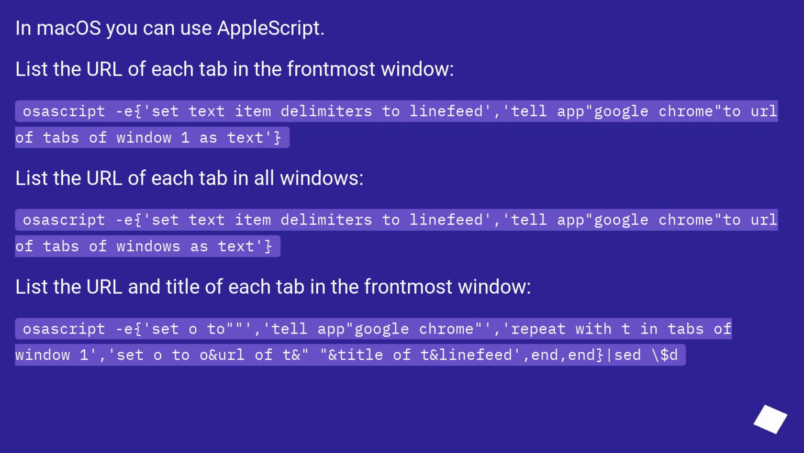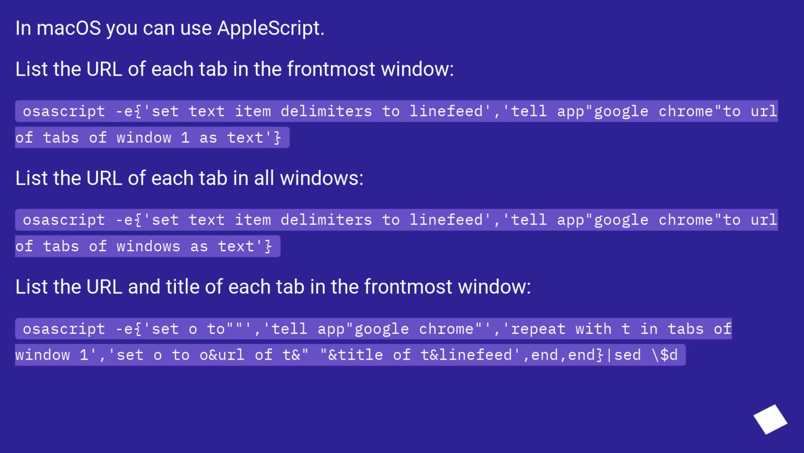In macOS, you can use AppleScript. List the URL of each tab in the frontmost window: set text item delimiters to line feed, tell app "Google Chrome" to get URL of tabs of window 1 as text. List the URL of each tab in all windows: set text item delimiters to line feed, tell app "Google Chrome" to get URL of tabs of windows as text.